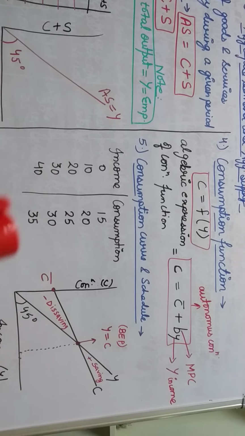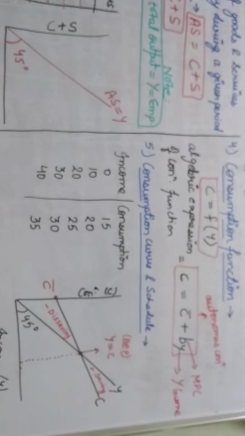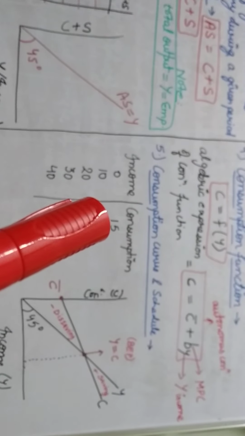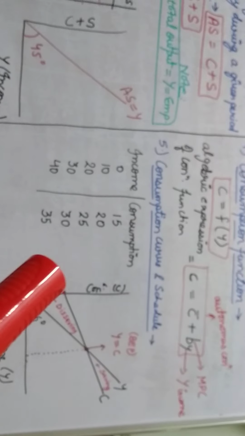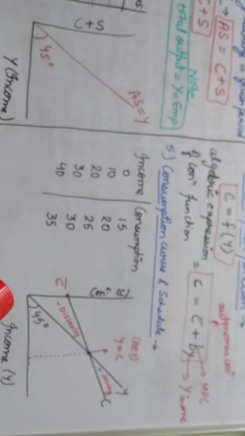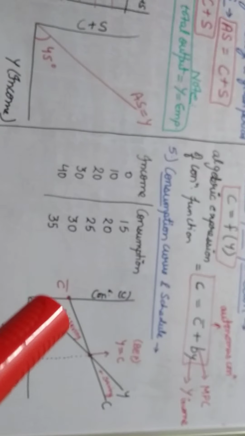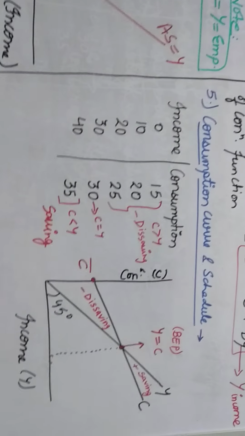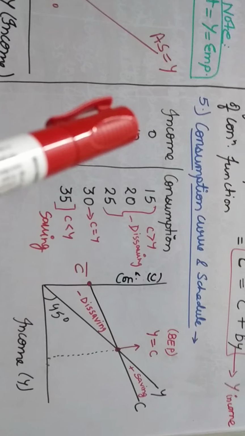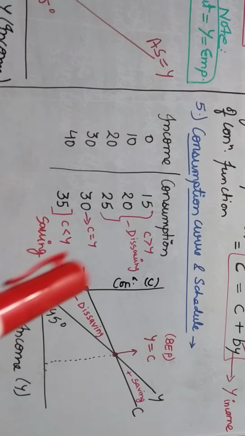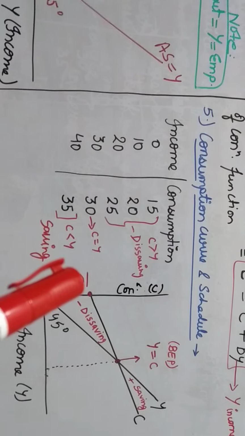Now after that, consumption curve and schedule. This is your income: 0, 10, 20, 30, 40. When income is 0, consumption is 15. So this 15 is your autonomous consumption, that is C bar. After that you can see your income increases, consumption also increases. But in the beginning, when income is 0, C bar, that means 15, was the consumption. Slowly your income increases but consumption increases more. Here it is shown as minus C bar, so this is your 15.